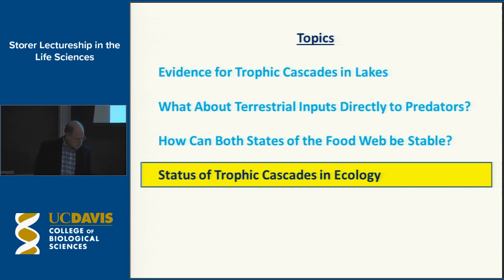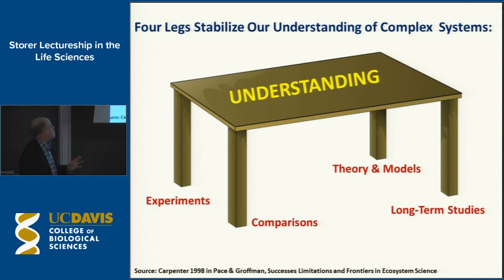slide. Let me say a few things about status of trophic cascades in ecology. First of all, one of the lessons that I have taken from working on trophic cascades, and in particular from the many debates we had in the 80s and 90s about whether they occur or not, is that ecological understanding really rests on four strong legs. And in order to develop an idea in ecology, really understand it, and work it out through the ecological community, you need to think about experimental studies, comparative studies across a range of different ecosystem types, long-term observations, as well as theory and models.